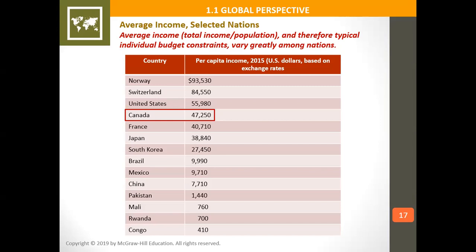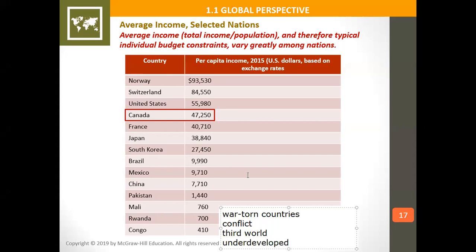Usually these countries far below, like Mali, Rwanda, and Congo, are war-torn countries. They're usually in the third world, so they're in massive poverty, and they're probably under war, like Pakistan, etc.